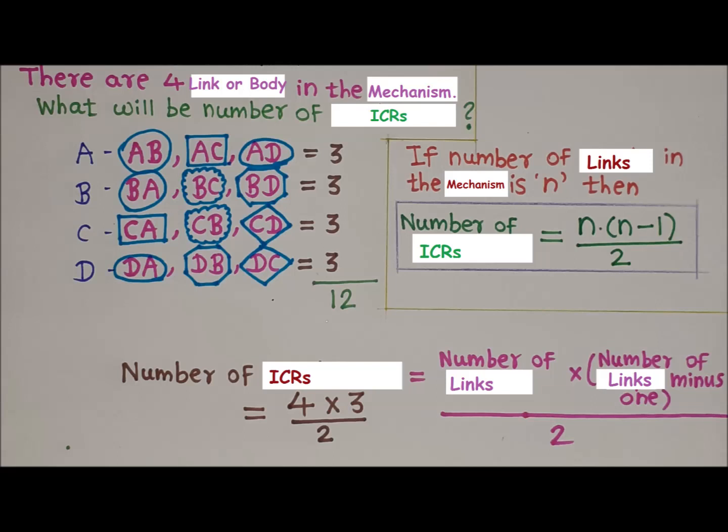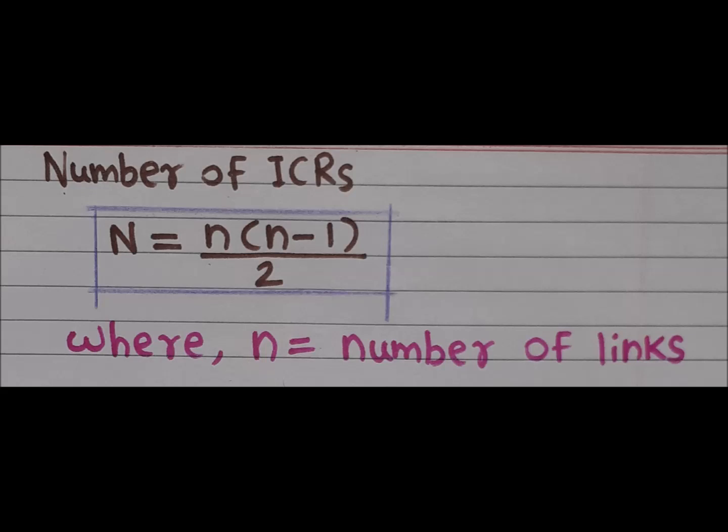Because every link will have relative motion with every other link, therefore we will have the relation n into n minus 1, but number of ICRs should not be repeated. Therefore we should divide n into n minus 1 by 2. Hence, number of ICRs will be equal to n into n minus 1 divided by 2. We have the relation for number of ICRs: number of ICRs is equal to n into n minus 1 divided by 2, where n is equal to number of links.